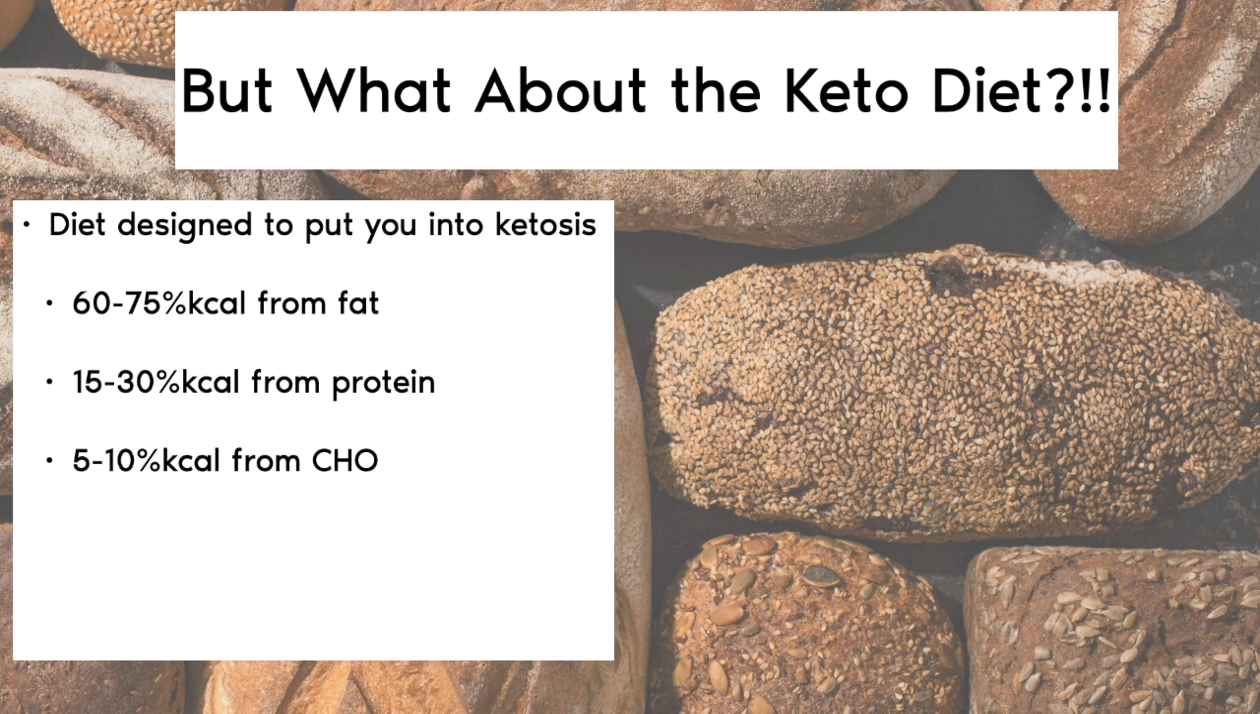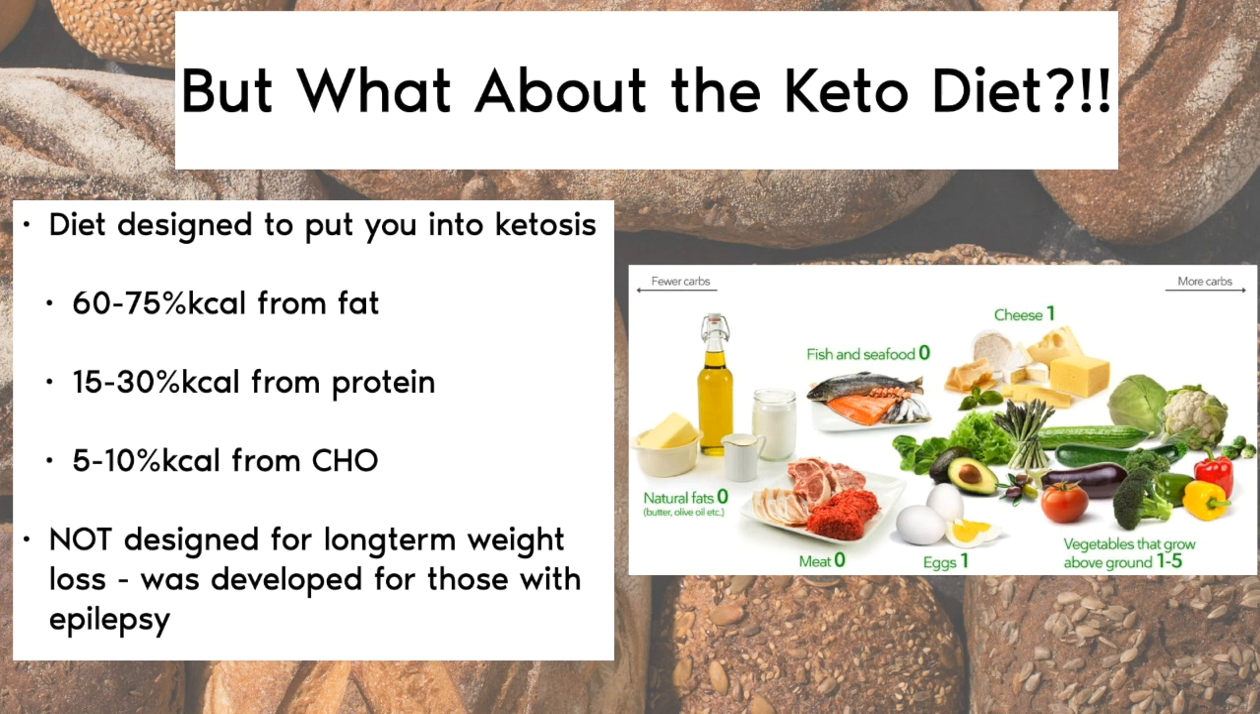So types of foods that one might eat on this diet would be things like butter, cheese, meats, fish, eggs, and low carbohydrate vegetables. So again, it's a very high fat diet, and it doesn't match the dietary guidelines for whatever that's worth. The keto diet was not designed for weight loss. It was not designed for diabetes control. It was actually designed for those who have epilepsy, and it has shown to reduce seizures in some people who have epilepsy, but it was not designed for long-term weight loss.